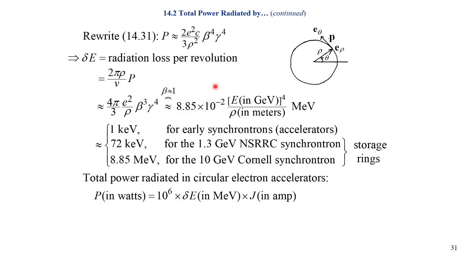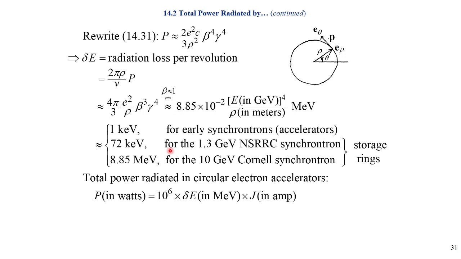8.85 times 10 to the minus 2, E in terms of GeV to the fourth, divided by rho in meters. So the result will be in MeV. For early synchrotrons, the earlier versions, the energy loss is small. However, now it's much, much larger. For synchrotron radiation at 1.3 GeV, the energy loss is 72 keV per revolution.